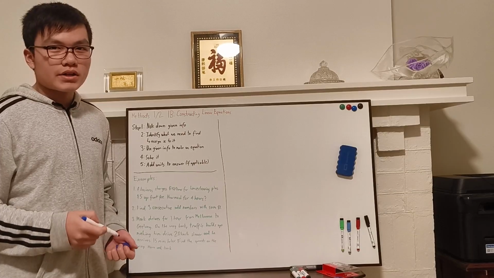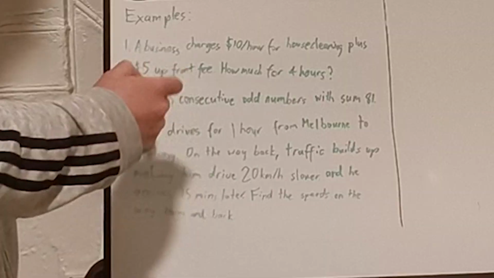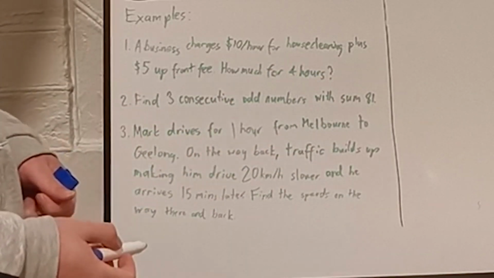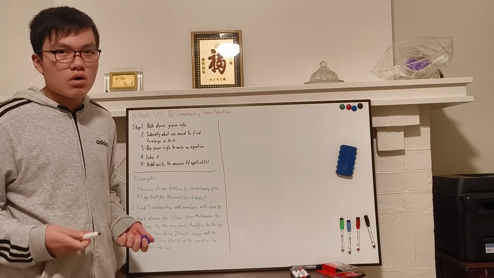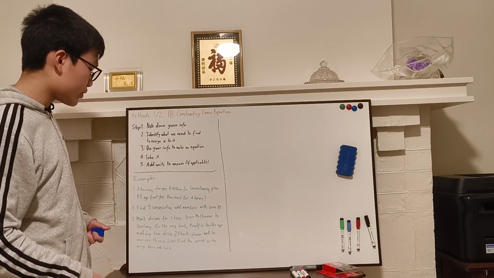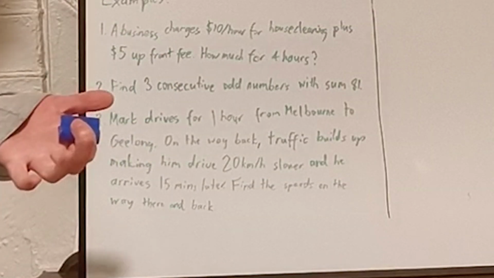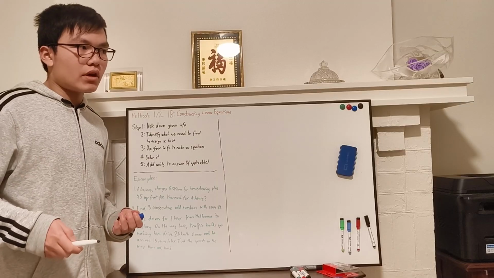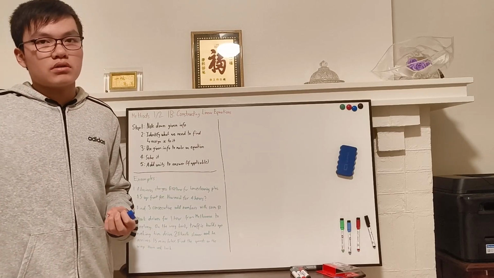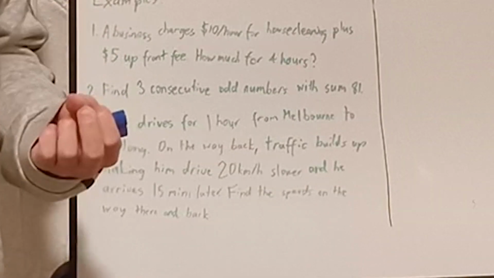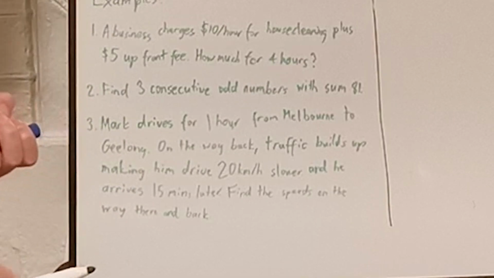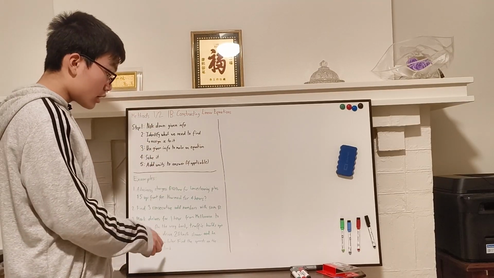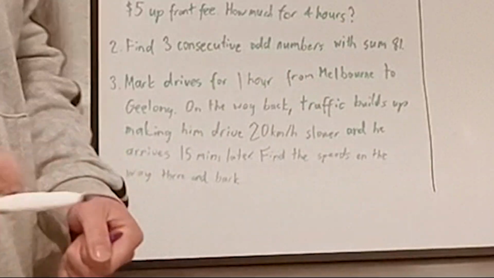Pretty cool. Okay, so our third question is going to be: Mark drives for 1 hour from Melbourne to Geelong. On the way back, traffic builds up, so maybe there's a rush hour or something, a traffic jam. Anyway, traffic builds up, and that makes him drive 20 kilometers per hour slower than in the other direction. And he arrives 15 minutes later than when he was going the other way. The question asks, find the speeds on the way there and back.